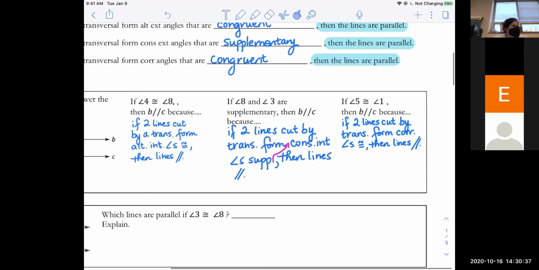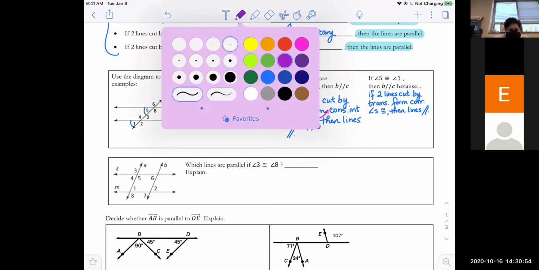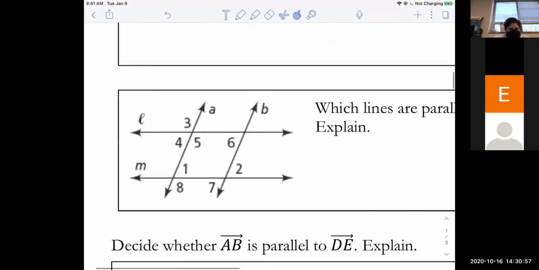Okay, so again, all of these will be, if this thing is true about these angles, then the lines are parallel. And again, you can write, if two lines cut by a transversal form congruent corresponding angles, then the lines are parallel, if you prefer. Okay, if I told you that angle 3 and angle 8 are congruent, which lines would be parallel? Now we have 4 different lines there, right, Allison? How do you know? Okay, so where's the transversal?